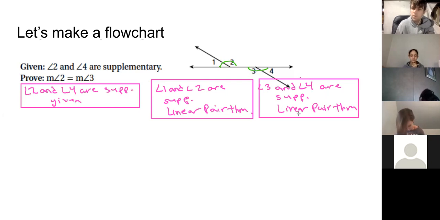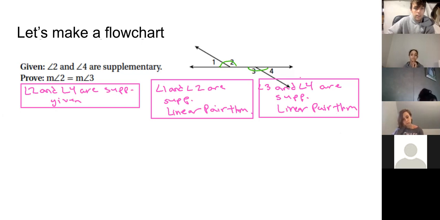For flowchart proofs, which is a little different than 2-column proofs, every fact that I make, I'm going to give its own box because it might go to a different thing. And I don't want to get confused and have multiple facts in the same box that end up going into different places.